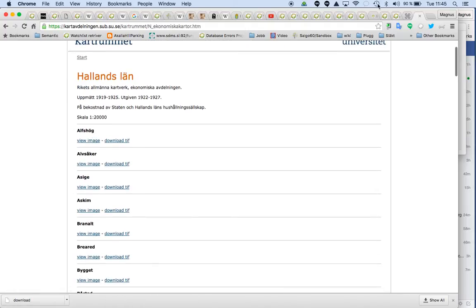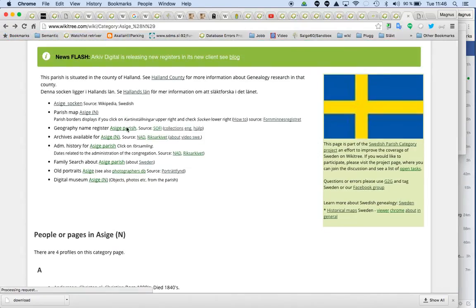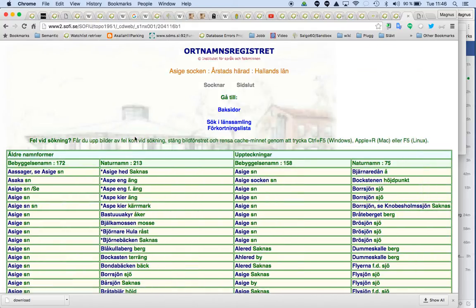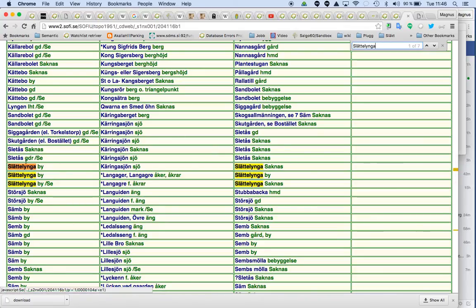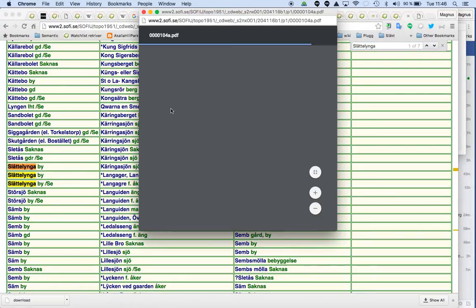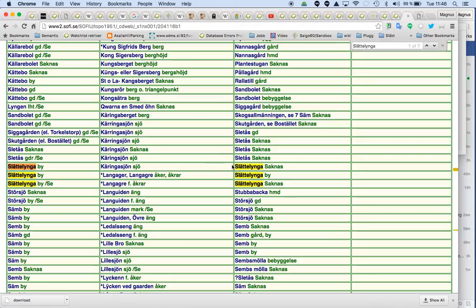Halland. Then we need to go back here and understand what parish this is. This is a name register. So Slätlyngan is mentioned here. It's a village, by, and this is a crazy register where they reference books. So it has been written in books on page 31 in some odd books. I don't understand this really. But this is good when you're reading old church books.